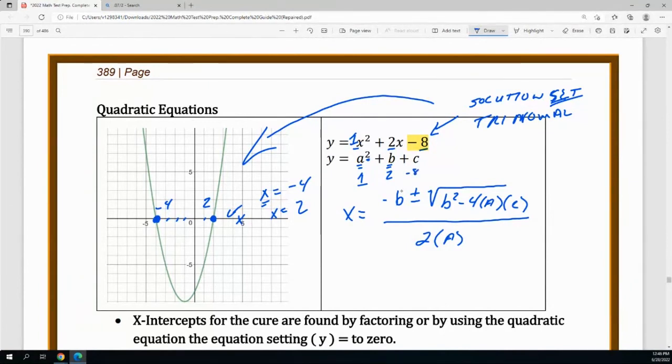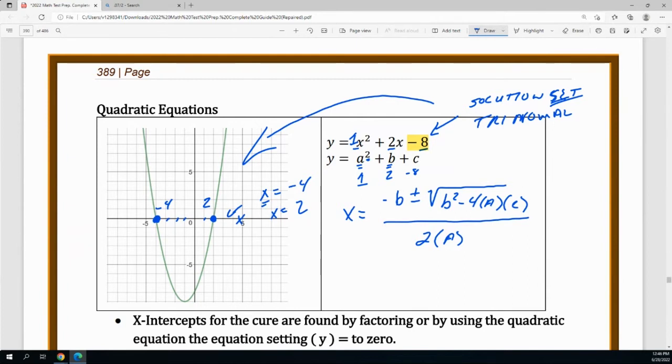So how you would fill in the quadratic equation is everywhere you see an a, you put a 1. Everywhere you see a b, you put a 2. Everywhere you see a c, you put a -8. So I'm going to go ahead and rewrite this for you, okay?